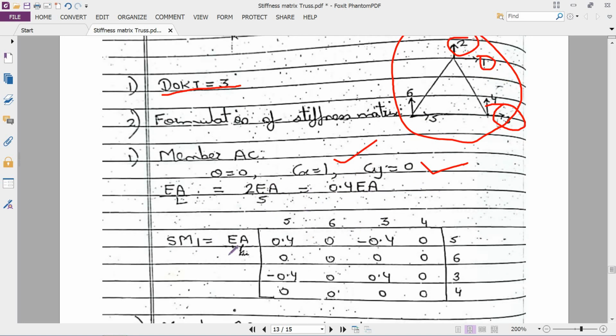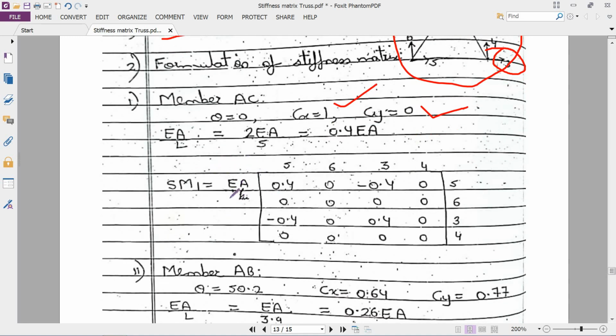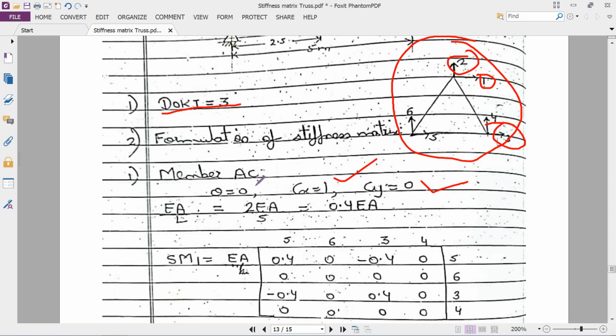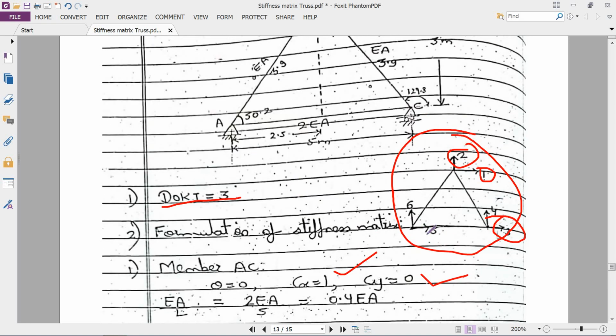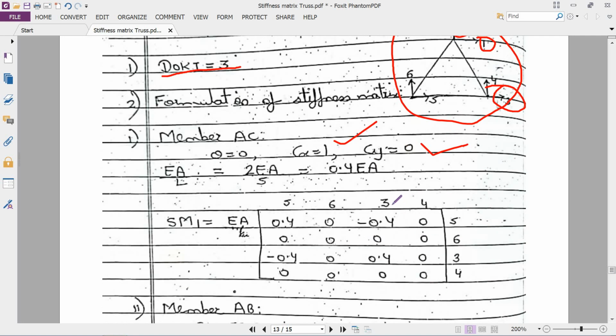Then we have to form the SM1 matrix. EA by L is 0.4 EA, so multiply this 0.4 in the bracket, and we will get the values 0.4, 0, minus 0.4, 0, and so on. As the member AC has the coordinates 5, 6, 3, 4, we have to write the sequence like this only: 5, 6, 3, 4 along the rows, and here also 5, 6, 3, 4 along the columns.